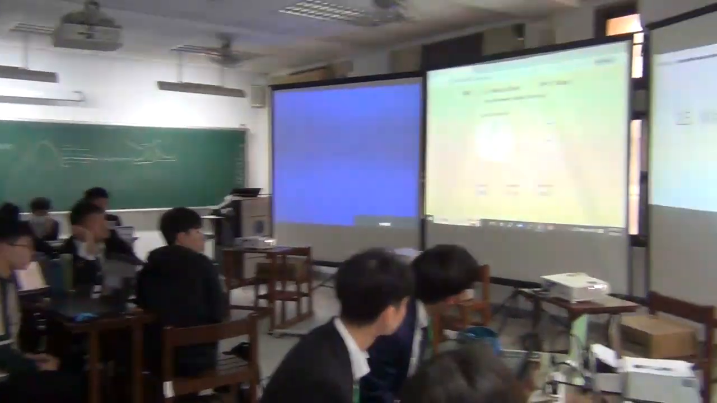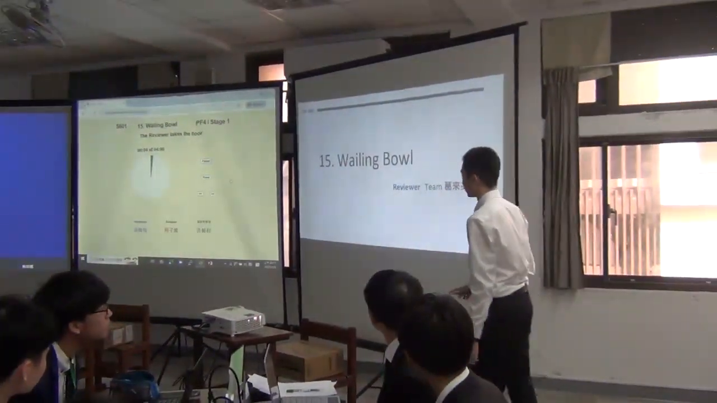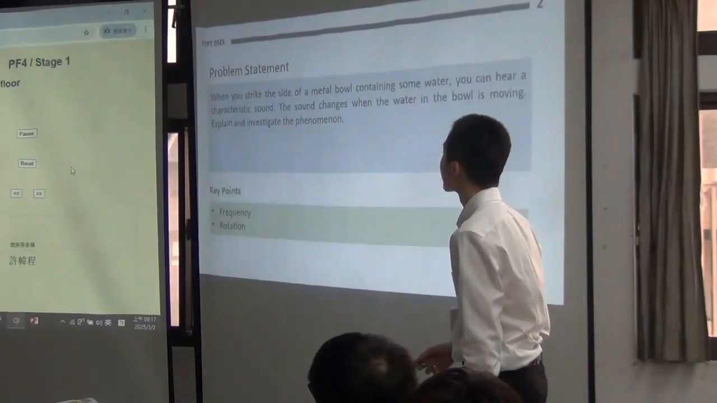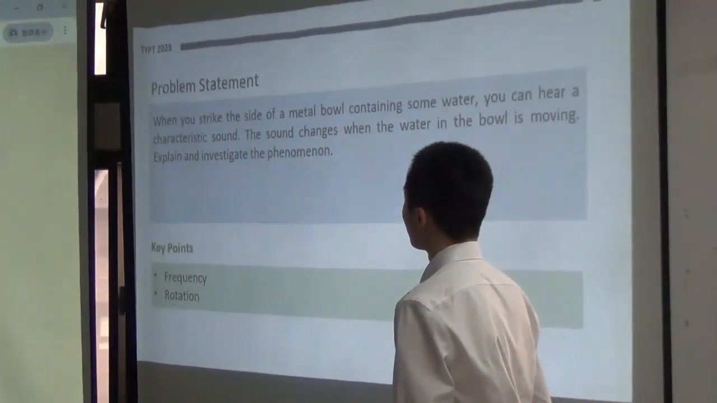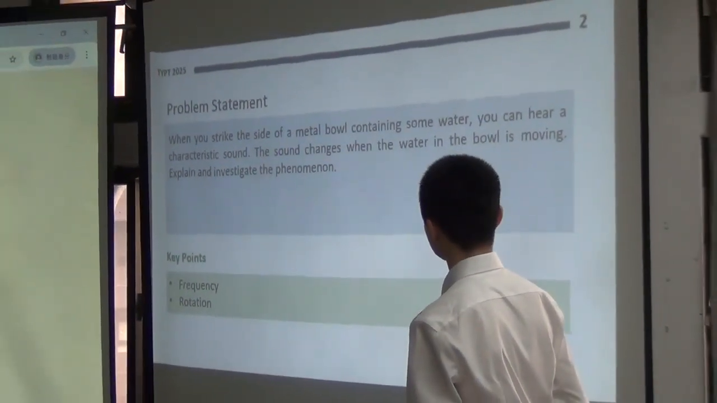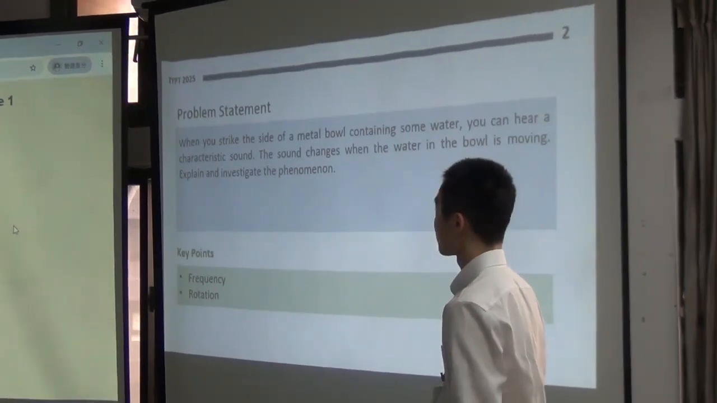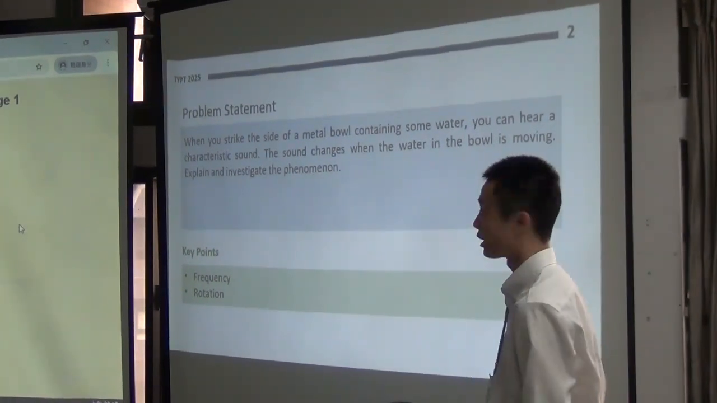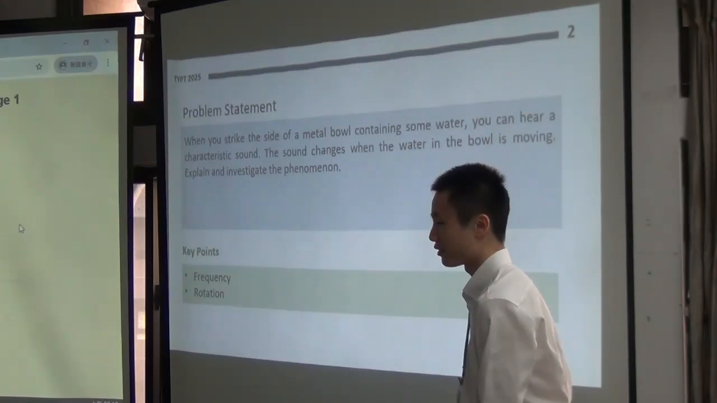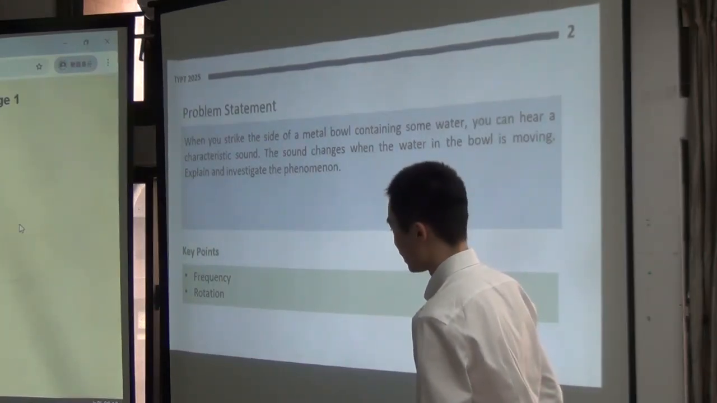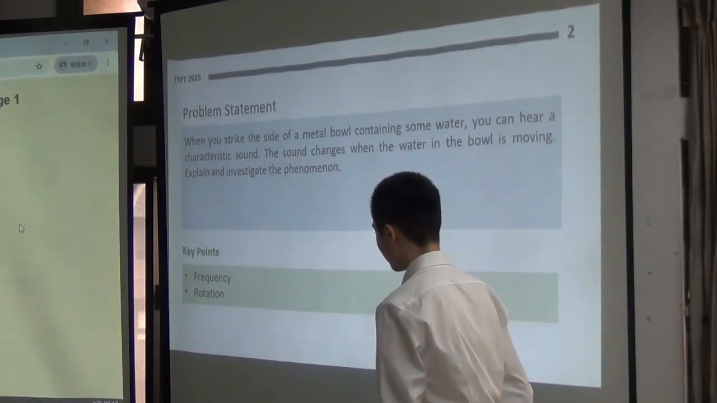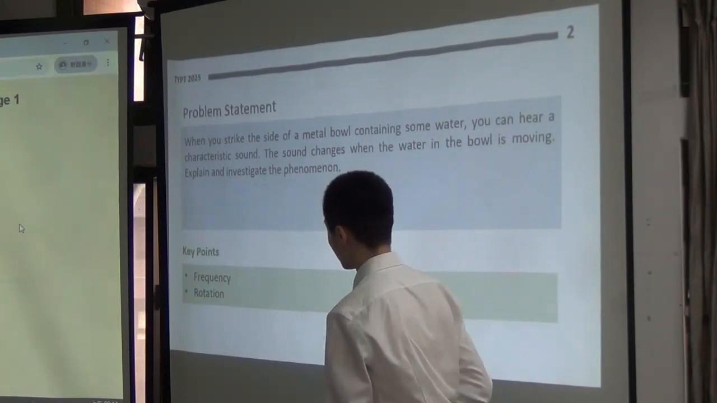I'm the reviewer of technical assembling, and I'm going to review problem 15, welding ball. This is the problem statement. When you strike the side of a metal ball containing some water, you can hear a characteristic sound. The sound changes when the water in the ball is moving. Explain and investigate this phenomenon. And the key point of this problem is the frequency and location of the water.